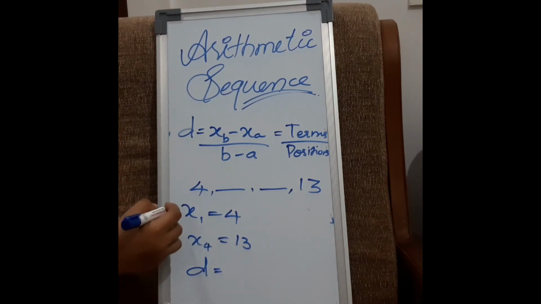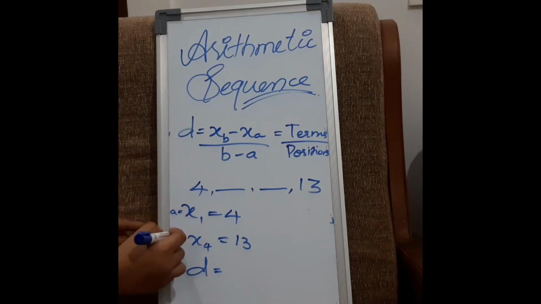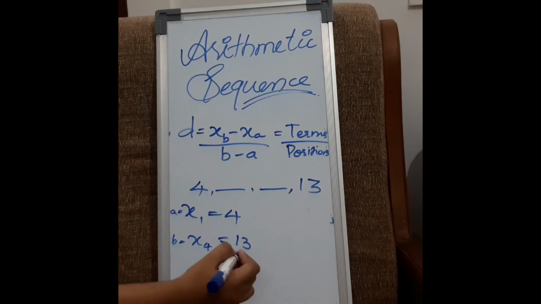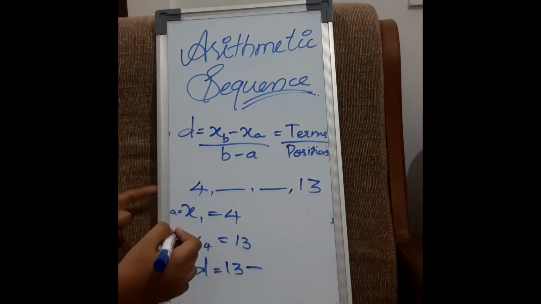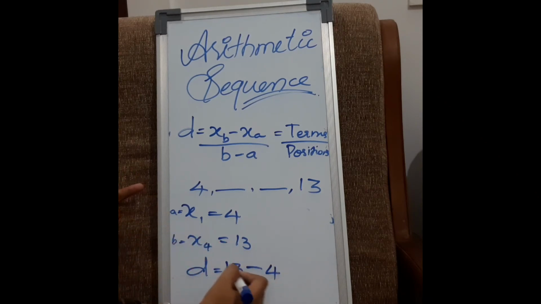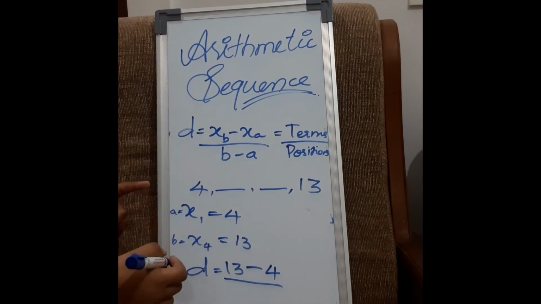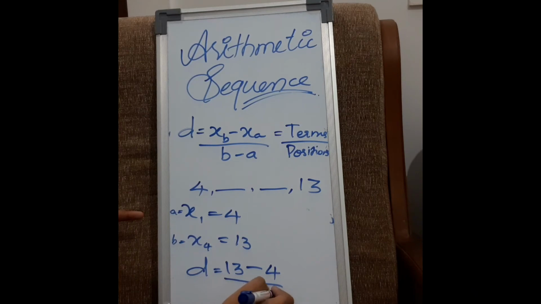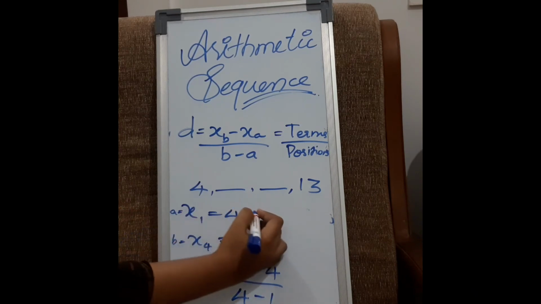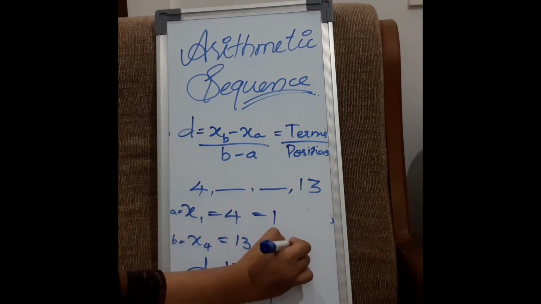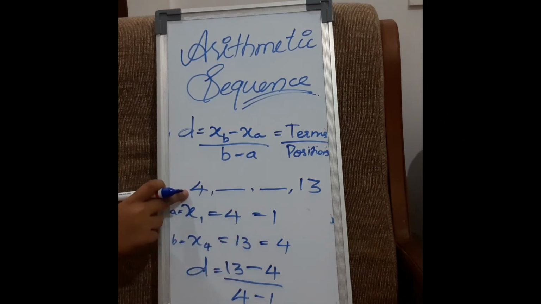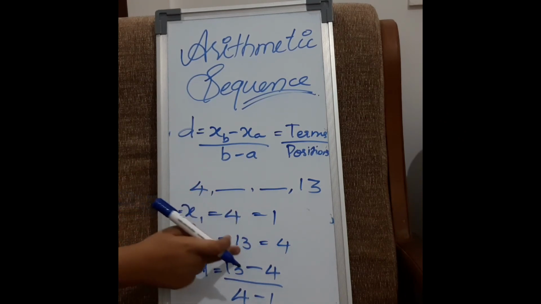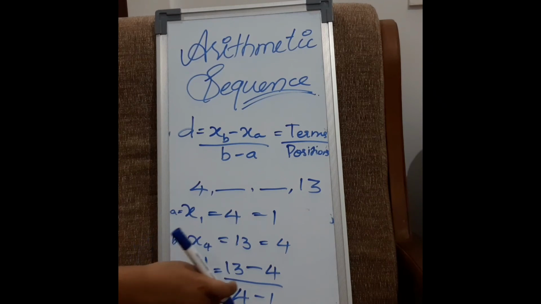First we have to take the first one as a and the second one as b. So xb, that is x4, is 13. 13 minus xa, that is 4, by 13 minus 4 by 4 minus 1. We have to subtract the positions. This is in the first position, right? And this is in the fourth position. 4 is in the first position. 13 is in the fourth position. 4 minus 1. The positions are subtracted.